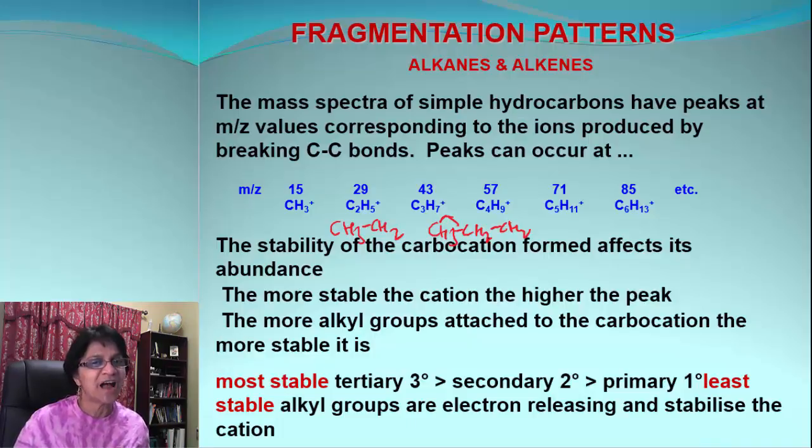The stability, of course, of the ions is also important. If the ions are stable, then we see the ions in abundance. We see the larger peak over there. Also, just for your information, a tertiary alkyl group will be more stable than a secondary and then a primary group.